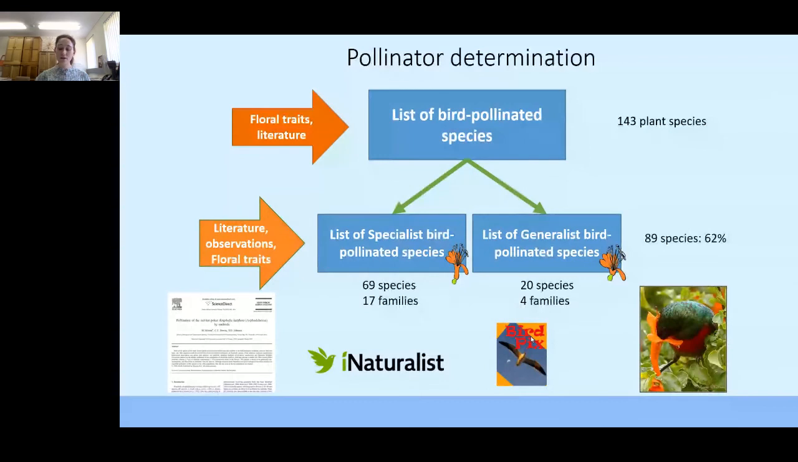And so of the species I had enough data to analyze, I found 69 specialist bird-pollinated species, which were from 17 families, and 20 generalist bird-pollinated species, which were from 4 families. And this made a total of 89 species, which was 62% of the 143 bird-pollinated species in total which I found in the study region.